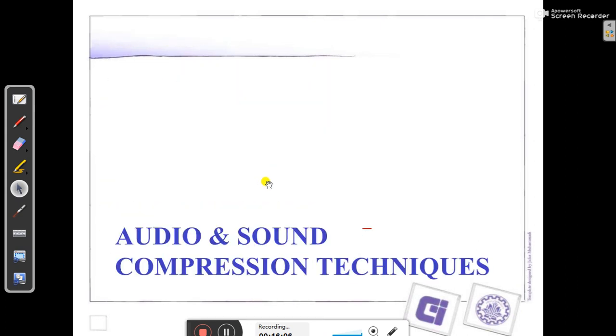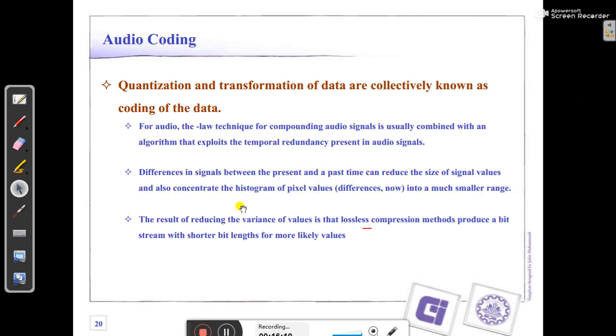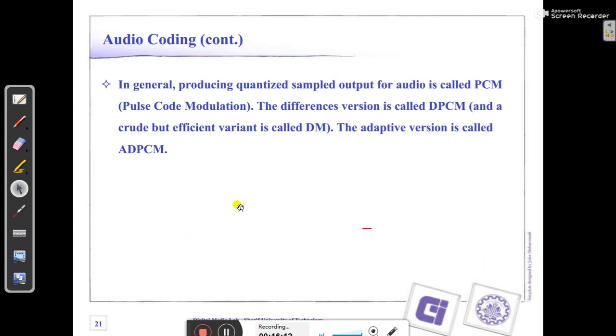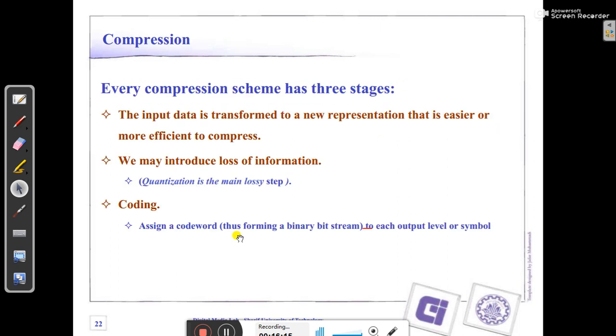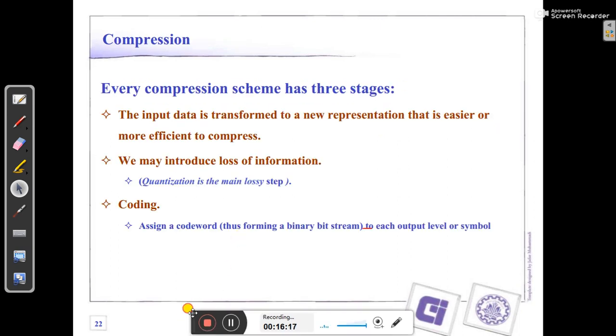Next we are going to audio and sound compression techniques. We'll try to understand this part in the next video.